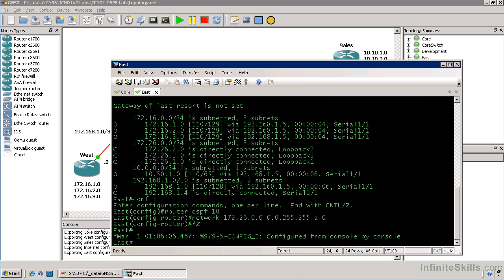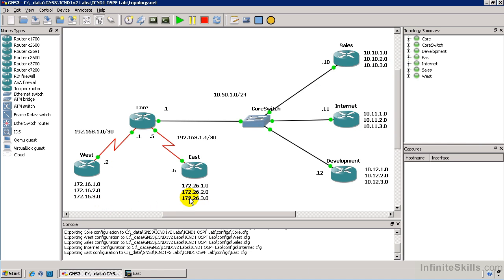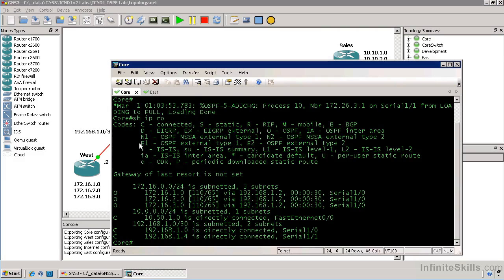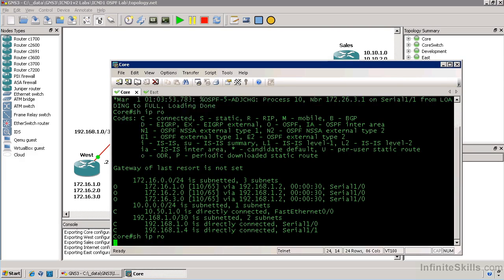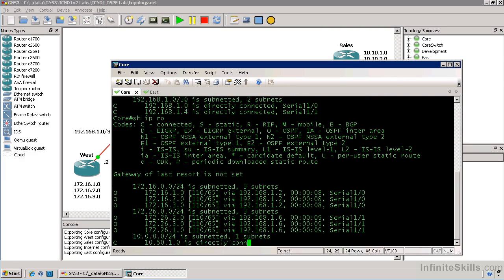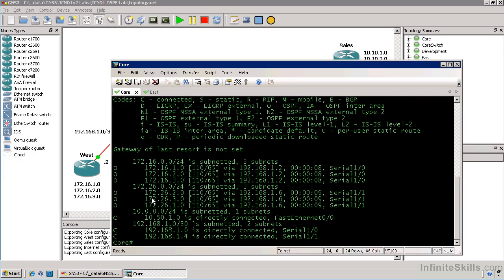And now we should be advertising all 3 of these 172.26 networks over to the core and over to the west router. So let's go back up to the core and rerun show IP route. And like magic, we're learning about all 3 of these 172.26 networks because that's what we specified in the wildcard mask for our network line.